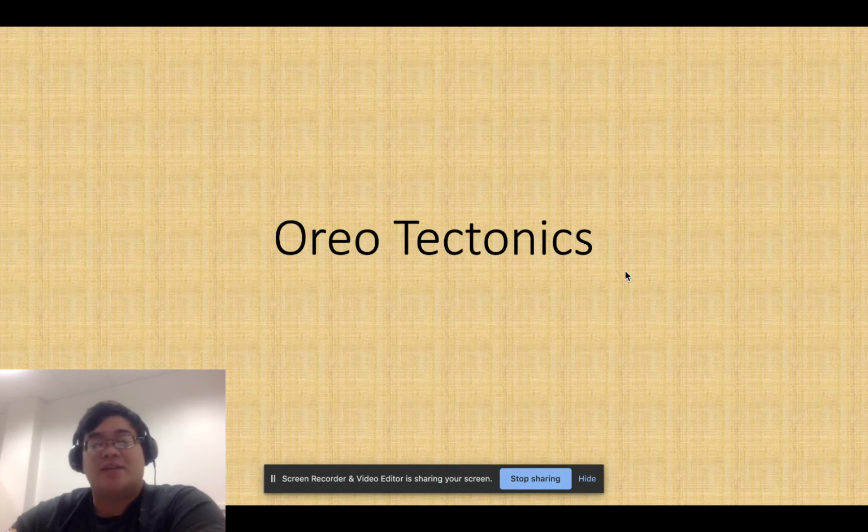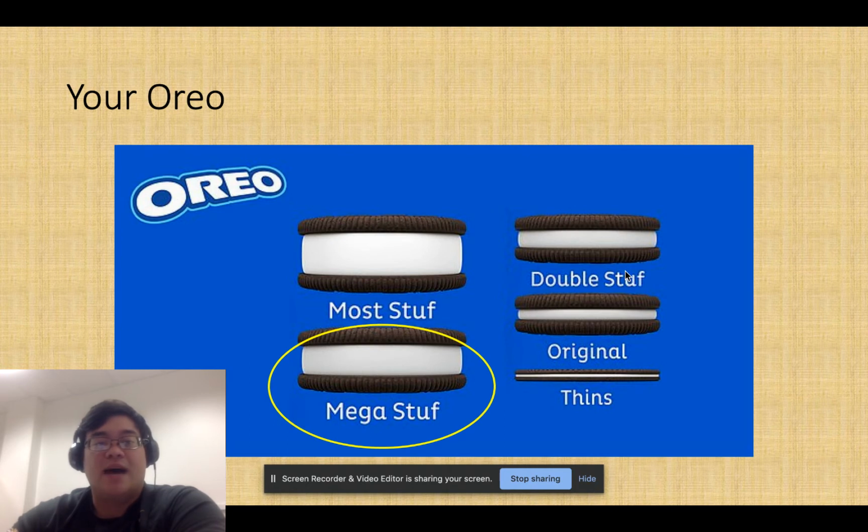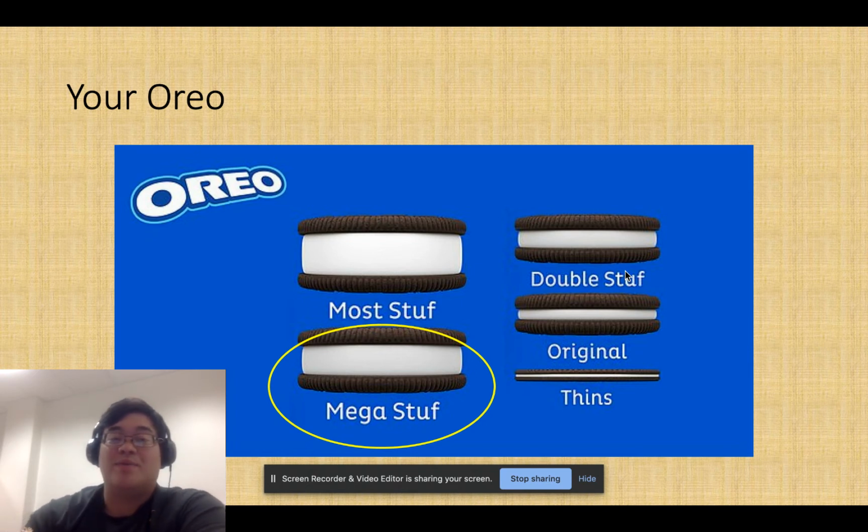So last week I asked you to grab some Oreos. I recommended either mega stuff or double stuffed. The original and thins just don't have that much cream, so that makes this a little bit harder. I go with mega stuff. If for some reason you are really adamant about more cream on your Oreo, you could look for most stuffed, but that just seems like way too much sugar, and I don't want anyone to die from this assignment.